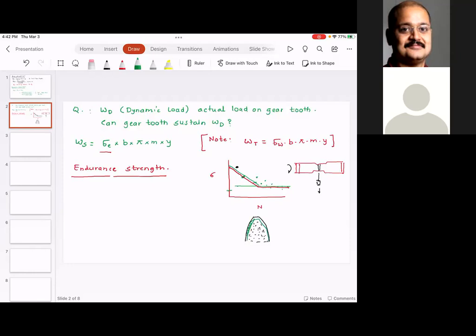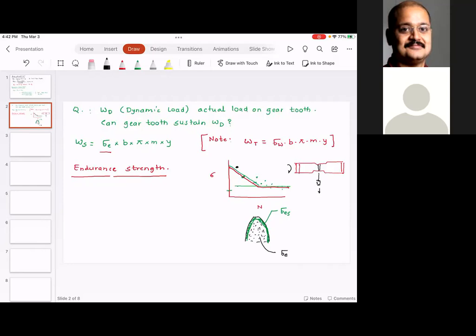Now, these two values are different. At the surface, what you have is called sigma ES, which is the endurance strength at the surface. And here, what you have is sigma E, which is the endurance strength at the core. For the static calculation, or finding out the static strength, we have to find out not the surface, but the core endurance strength.